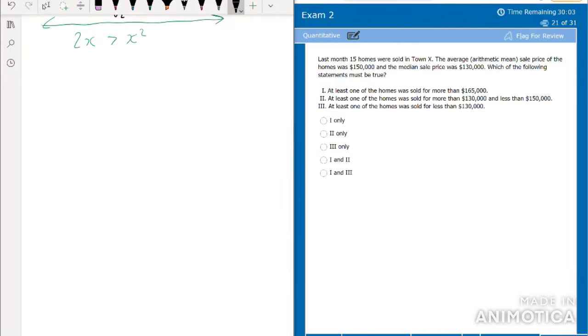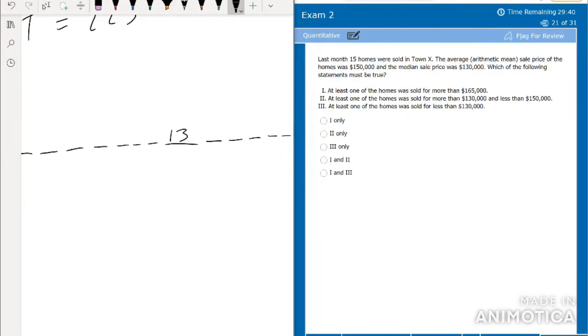Okay, so the average, so the total price is equal to, I'm just going to say it's 225. We'll get rid of these thousands. The median was 130. So I'm going to do an ordered list. 1, 2, 3, 4, 5, 6, 7, and 1, 2, 3, 4, 5, 6, 7. Basically, there's 7 homes here and 7 homes here. Okay. And so, which of the following statements must be true?